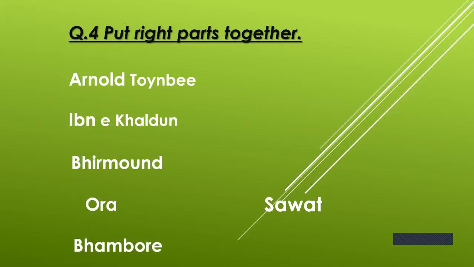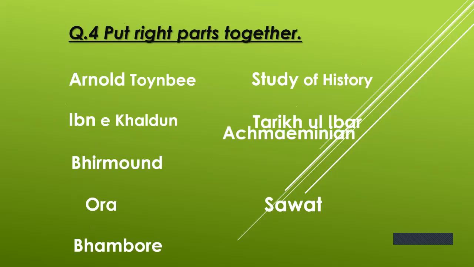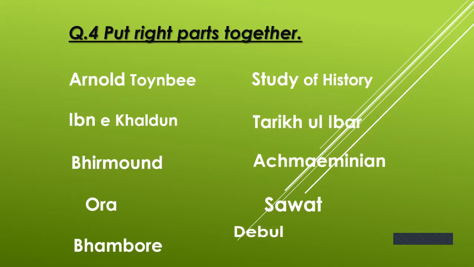Next, match the column, true false. You will do yourself and match the column. Arnold Toynbee, study of history. Arnold Toynbee, study of history. Ibn Khaldun, Tarikhul Ibr. Bir Mound, Achaemenian, Ora, Sawat, Bhambor, Bibel.